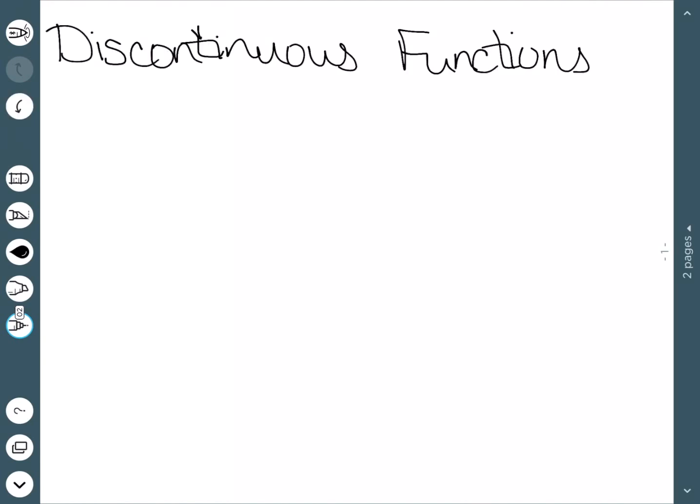In the last video, we talked a lot about continuous functions, so now we're going to look at the other side of that: discontinuous functions. The only thing a discontinuous function is, is that it's not continuous. And there are going to be 3 different ways that we can have a function be not continuous.